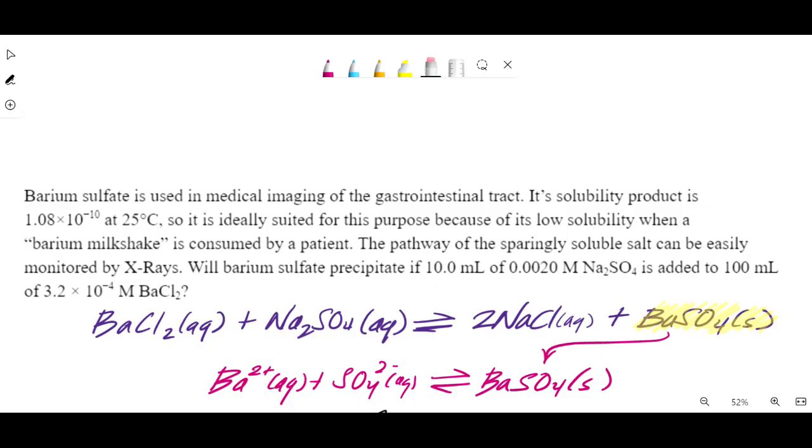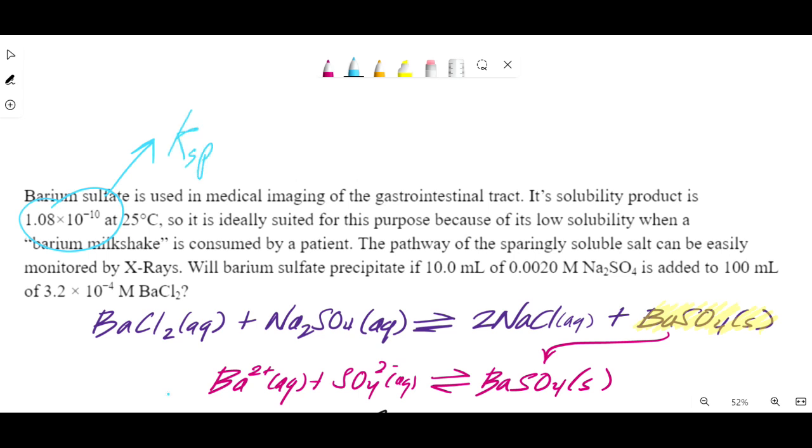Barium sulfate is used in medical imaging. Its solubility product is 1.08 times 10 to the negative 10th at 25 degrees Celsius. So it's ideally suited for this purpose because of its low solubility when a barium milkshake is consumed by a patient. So this is the first data point that I'm really interested in, which is this number right here. That is my KSP.